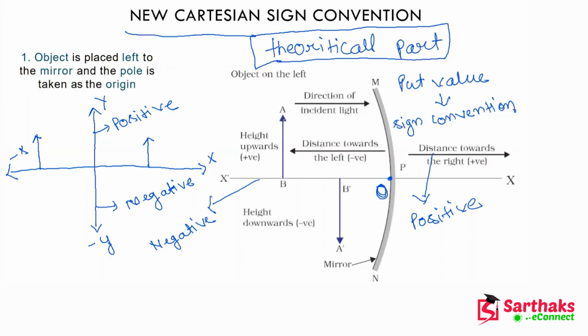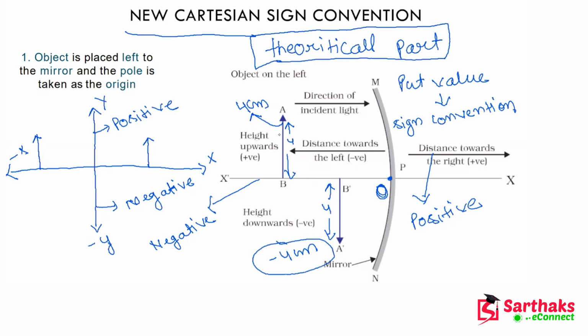For example, this is the height of the object, so I will write it positive. Let's suppose the height of the object in this case is 4. Because it is upper, I would say the height of the object is 4 centimeters. But if I had made this line downward, in this case, the height would be minus 4 centimeters. Why? Because this is the lower side of the principal axis.